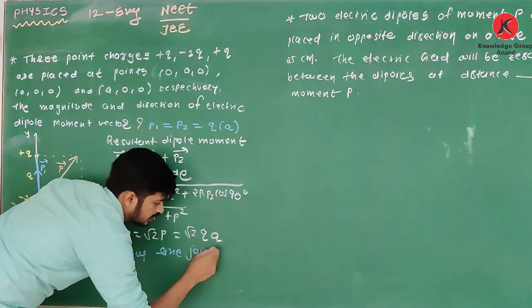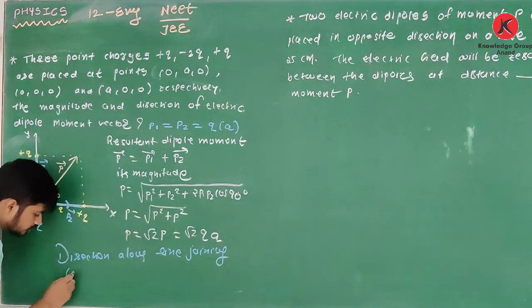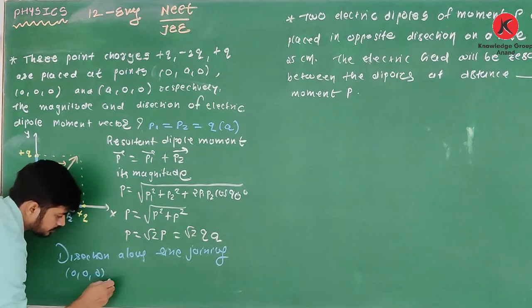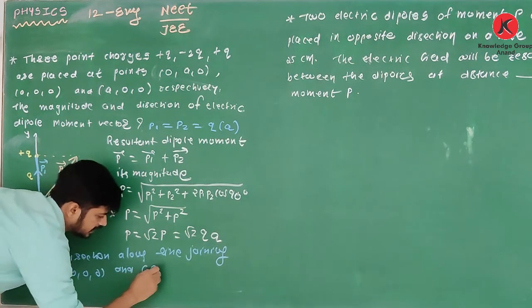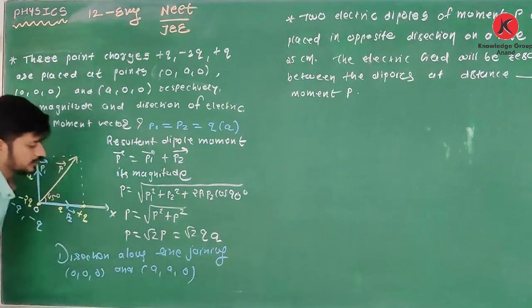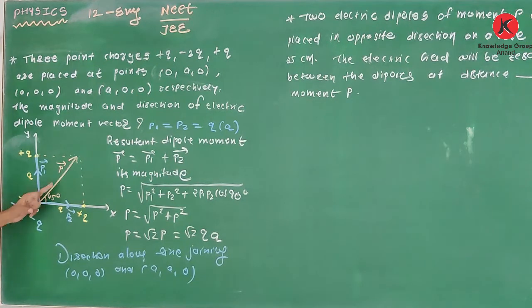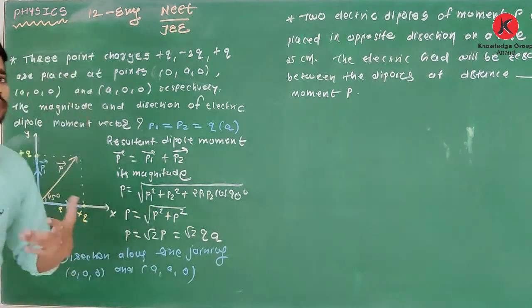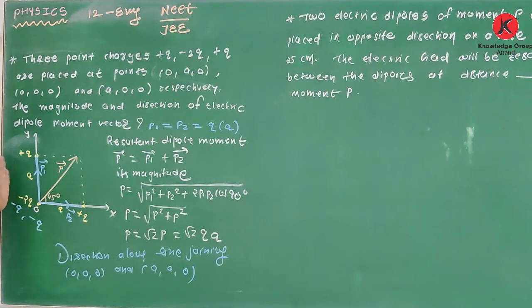along the line joining 0, 0, 0 and A, 0. Simple. A, 0 means in this direction. So yes, you have to find this magnitude and direction. Simple. So yes, if you are given charges like this and you have to find the resultant dipole, then you have to identify the number of dipoles with that direction.